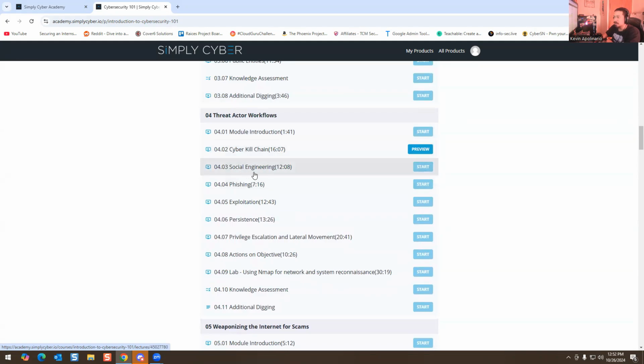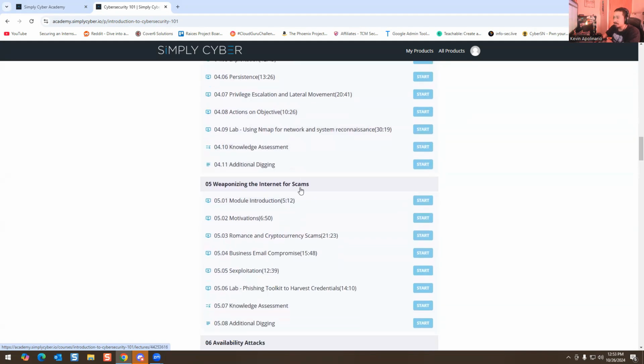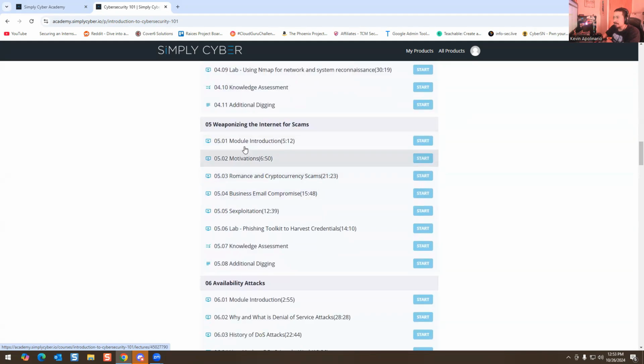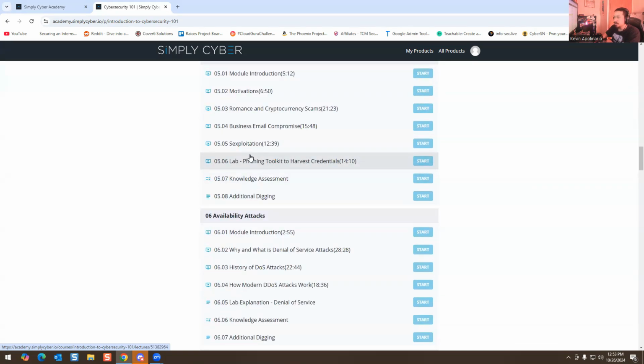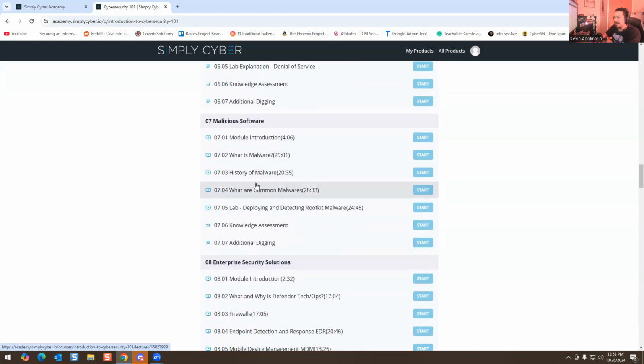It talks about phishing, social engineering. Talks about the cyber kill chain, how to do lateral movement attacks. We use Nmap here. I remember this one. And this is just weaponizing scams for the internet, phishing toolkit. Then this is a denial of service attack. How does that work? What's DDoS? Things like that. History of malware.